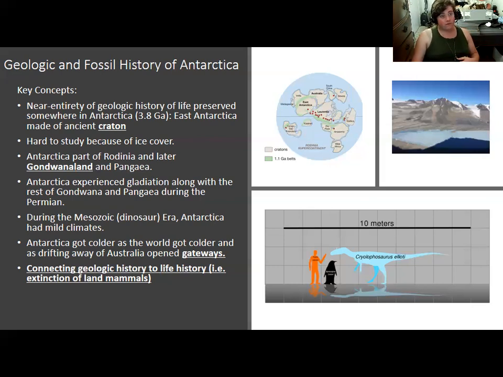And we do have a few dinosaur fossils from the Jurassic onwards that show us that even though we don't have a lot of fossils left because Antarctica's rocks are largely covered by glaciers, there was still a diverse variety of dinosaurs, and a lot of the same varieties that appear elsewhere in the world show up there because the continents were still all connected.